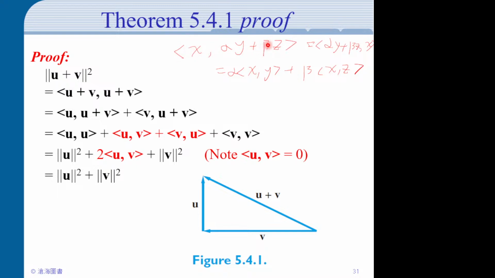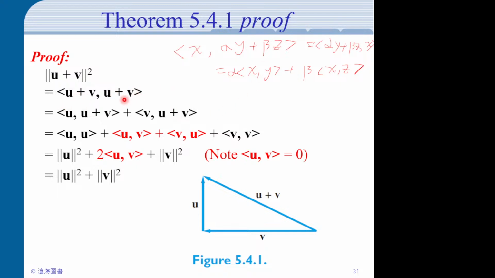So if there is a linear combination in the second argument, you need to use the symmetry between arguments, swap it to the first, use linearity, then swap yx back to xy, and so on. But anyway, we know the inner product is linear in both the first argument and the second argument. So this is the inner product between u plus v and u plus v.